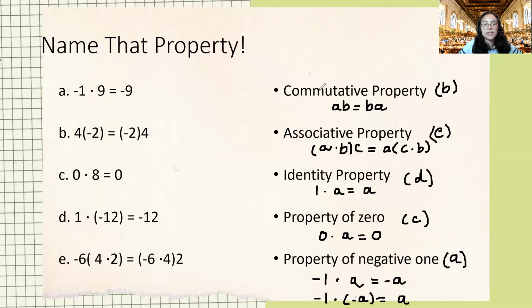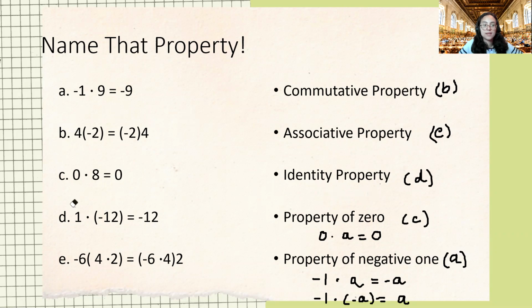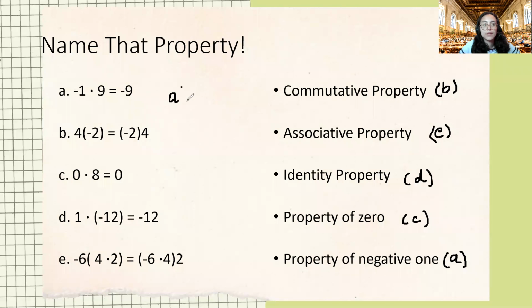So I really encourage you at this time, if you have not already, to make flashcards and to add some examples like these on the left-hand side to those flashcards so that you know what they look like, because it's easy to use letters, A times B. For example, for our commutative property, A times B is equal to B times A.